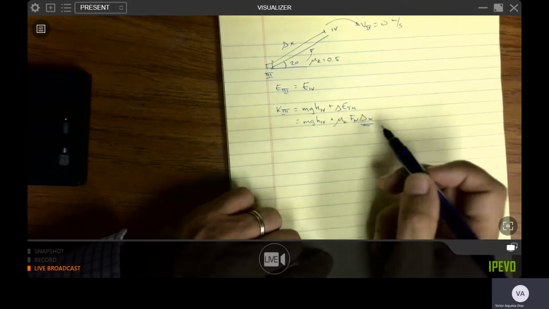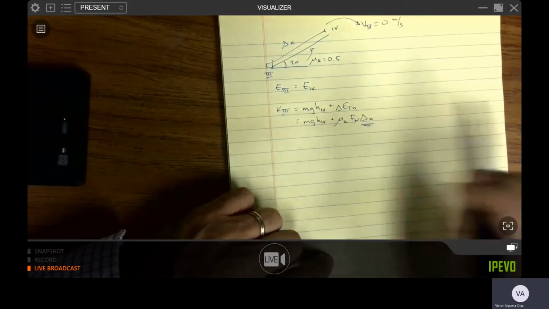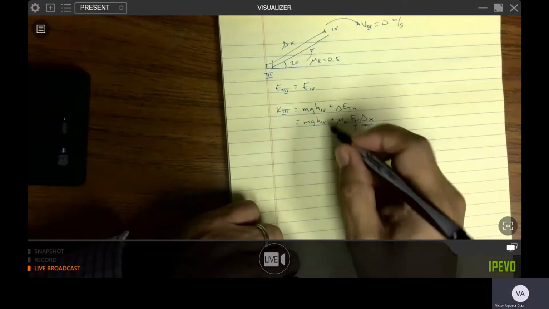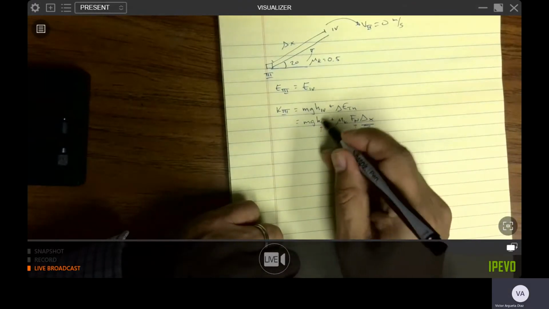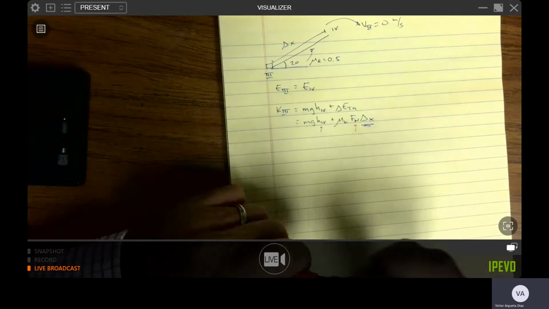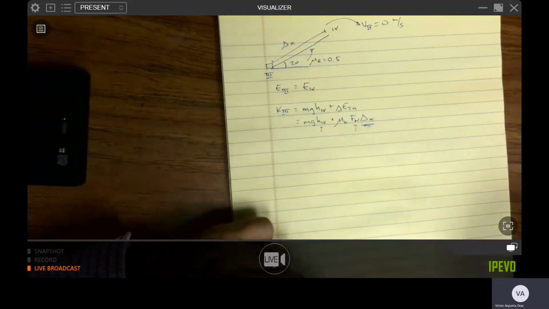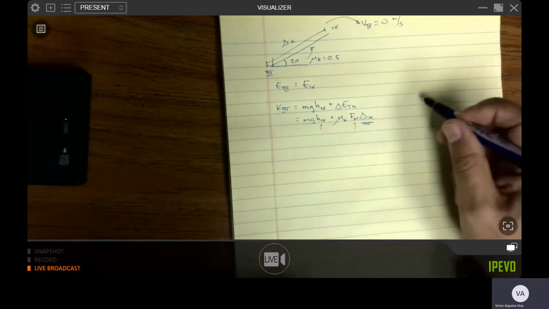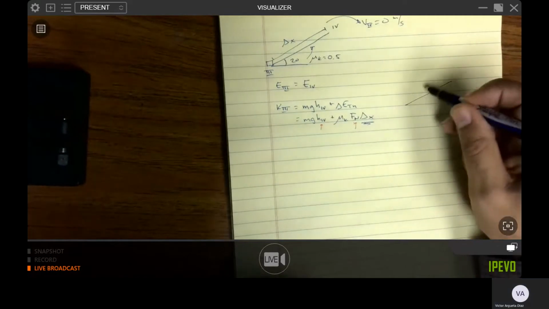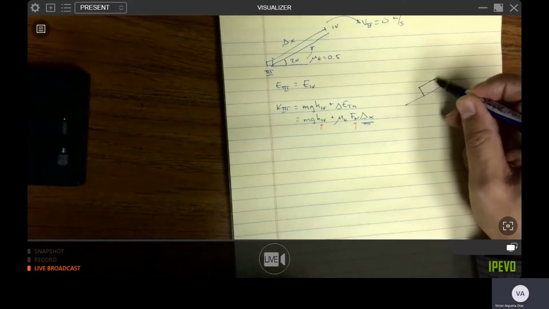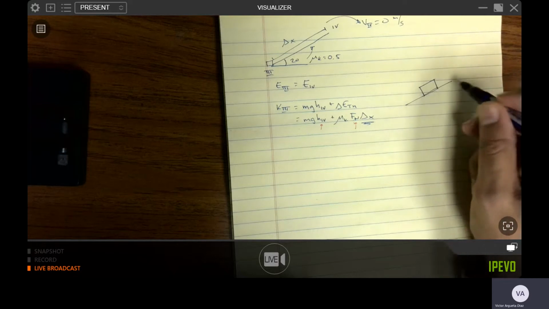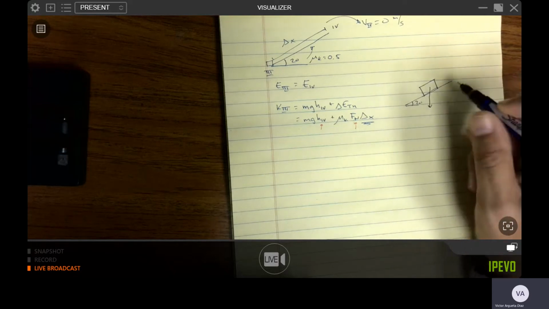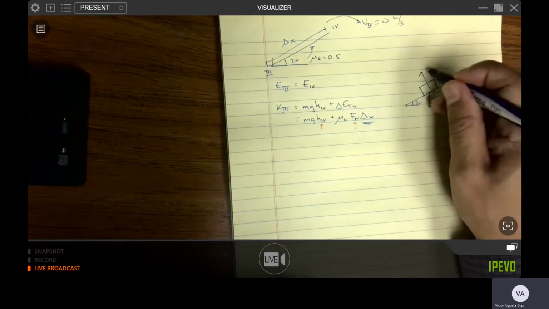Okay, now a couple of things. We need to find out what is the normal force, and also we have this other variable, the height, which is kind of annoying, and so we need to find a way to get rid of it. I'm going to work with the normal force first. So I'm going to have my block going up. This is 20 degrees. I have gravity pulling down. I have the normal force going like this.